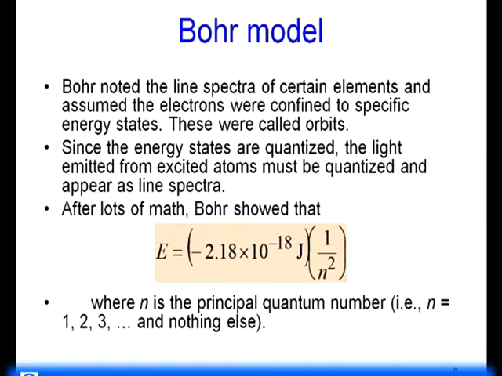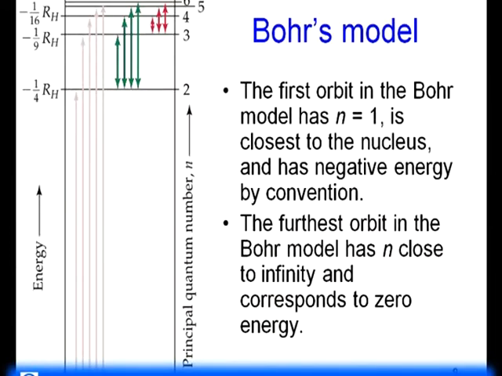2.18 times 10 raised to the power of minus 18, that the energy of the nth level of the hydrogen atom is quantized, and it is given by this formula. And using this formula, Bohr was able to arrive at a formula for predicting the energies of different levels of the hydrogen atom, and this is where we have shown the energy levels.